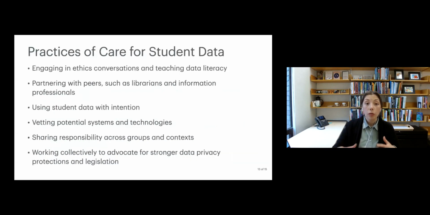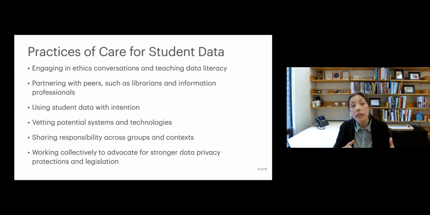From the research, we also have strategies of caring for students' data, strategies that are offered in some of the research that I've referred to today. These practices include engaging in conversations about ethics and privacy with your students and your colleagues, and integrating data literacy into your teaching and your work. Partnering with peers, such as librarians and information professionals in your networks. Using data with intention, and that means collecting only what you need now and nothing more.